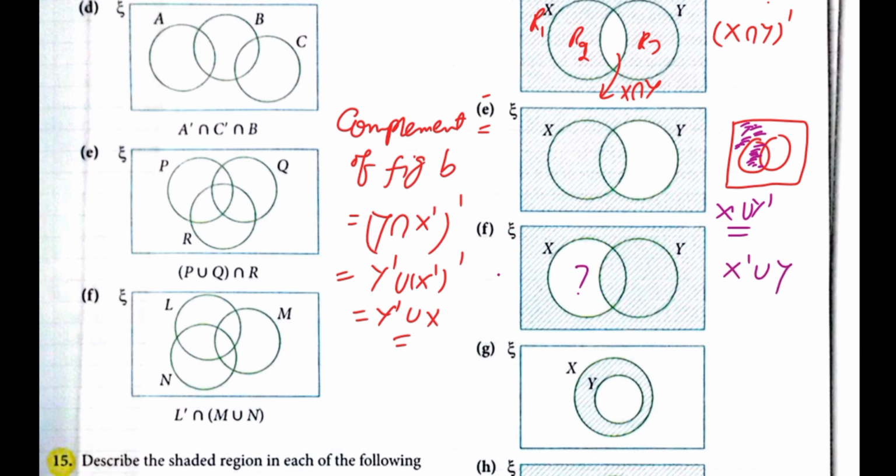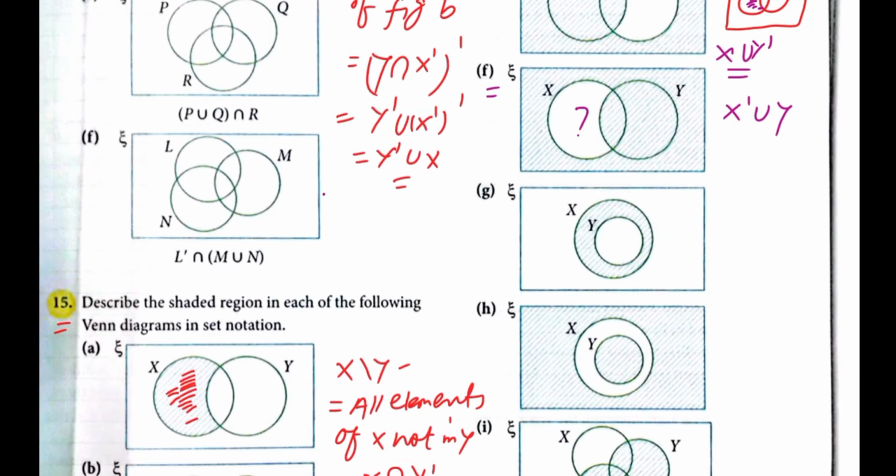The figure F is actually the complement of figure A. What is the set G? In G, you can see here the inner of x and outer of y is shaded. This is simply x difference y, that is x intersection y complement.